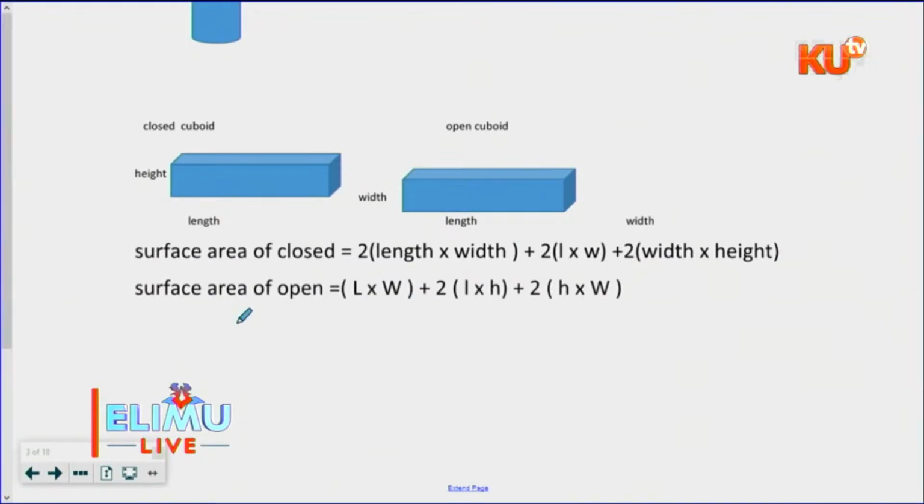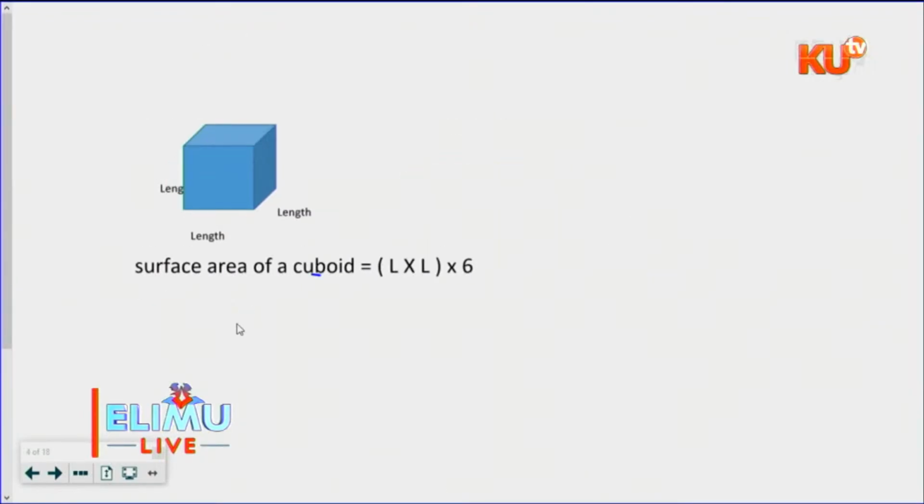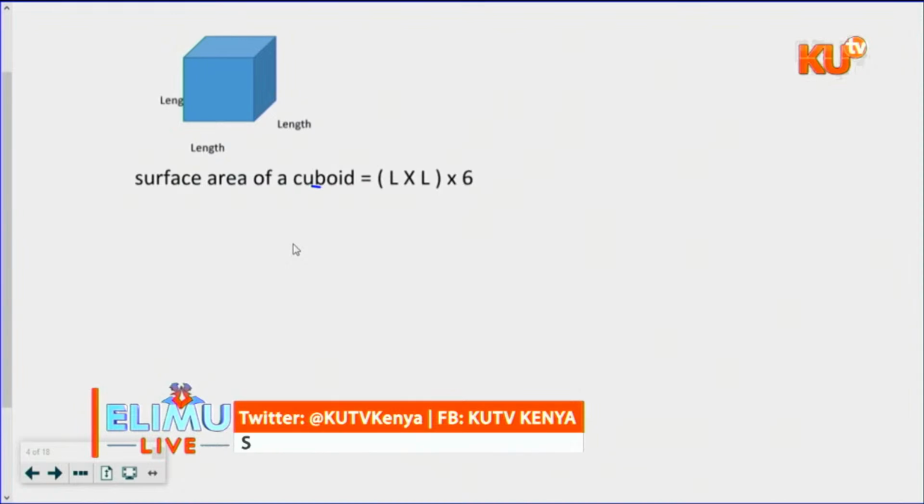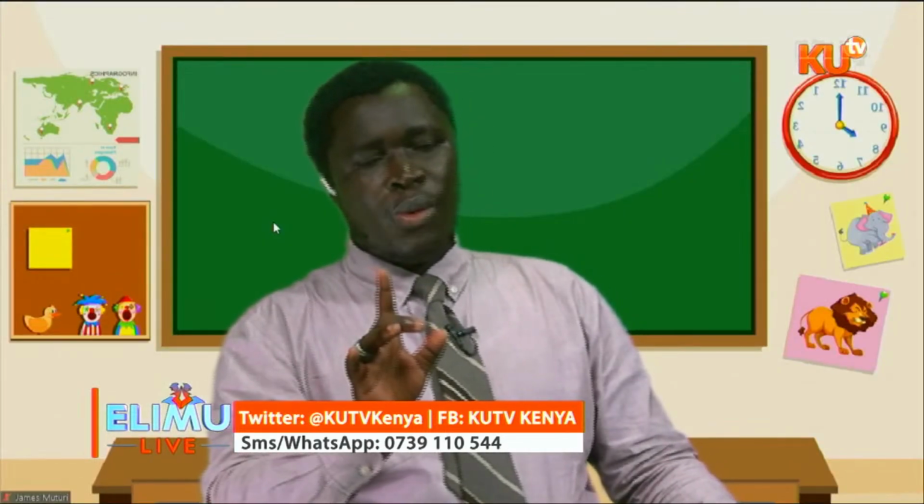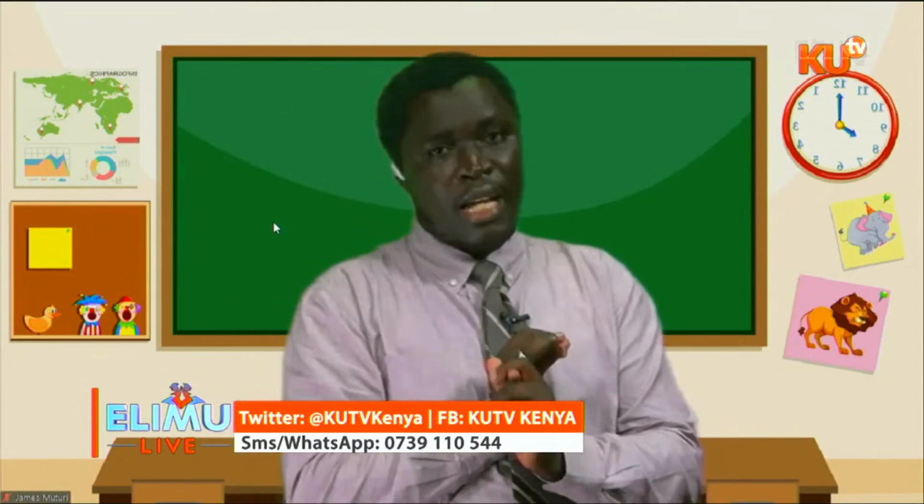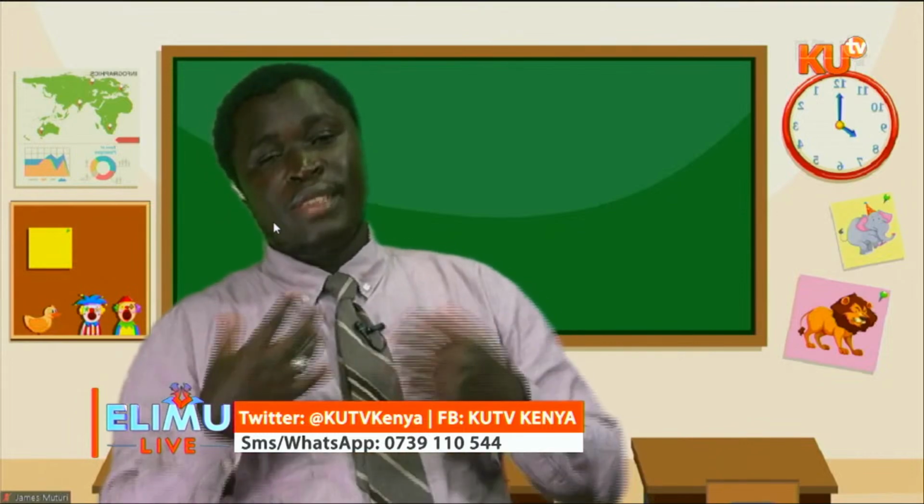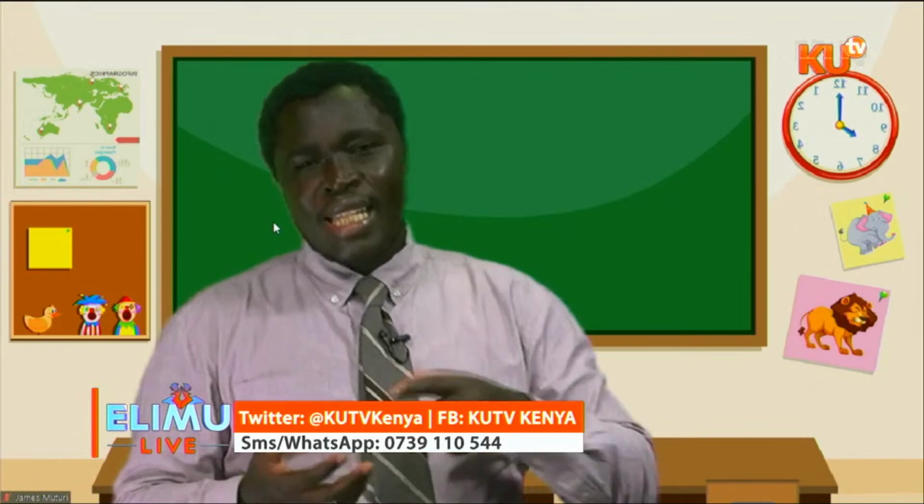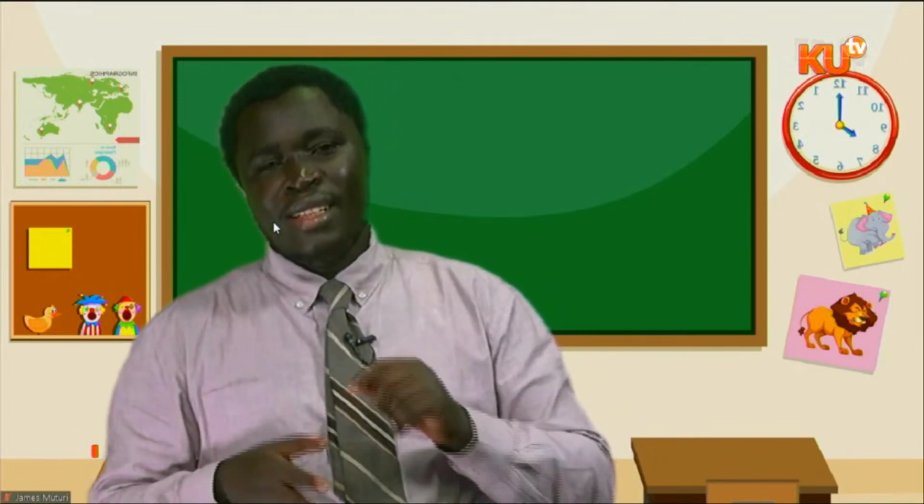Okay, good. This one will take me to the third shape. The third shape, as you can see here, is a cube. What did we say about a cube? All 6 faces are equal. That is a cube. All the lengths are equal.